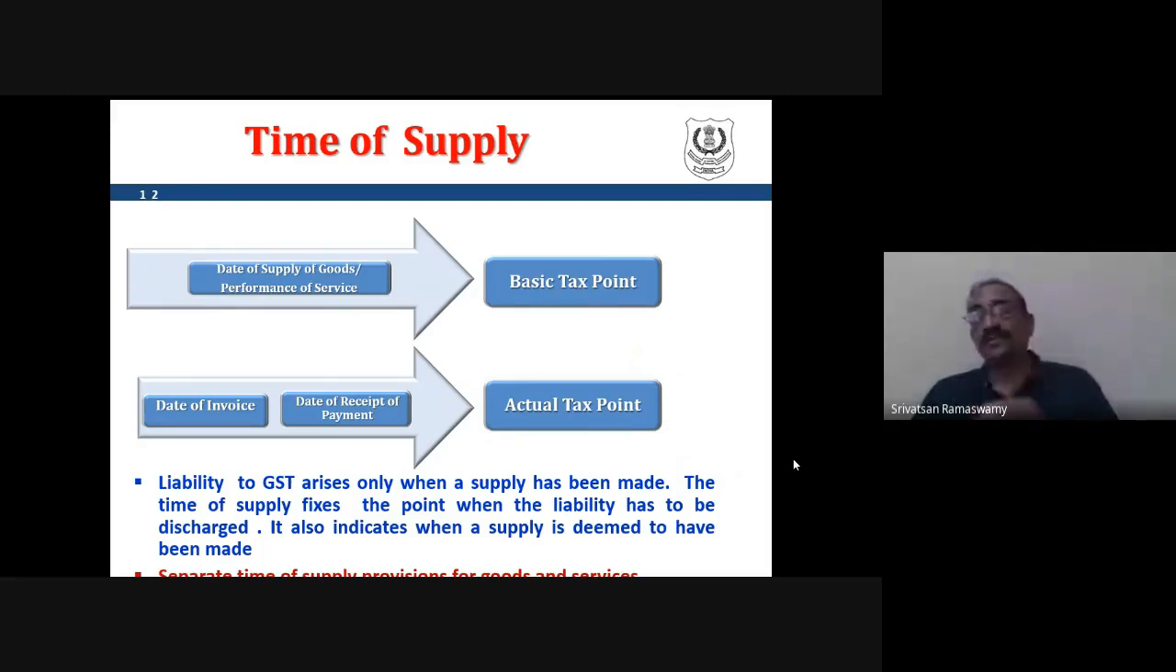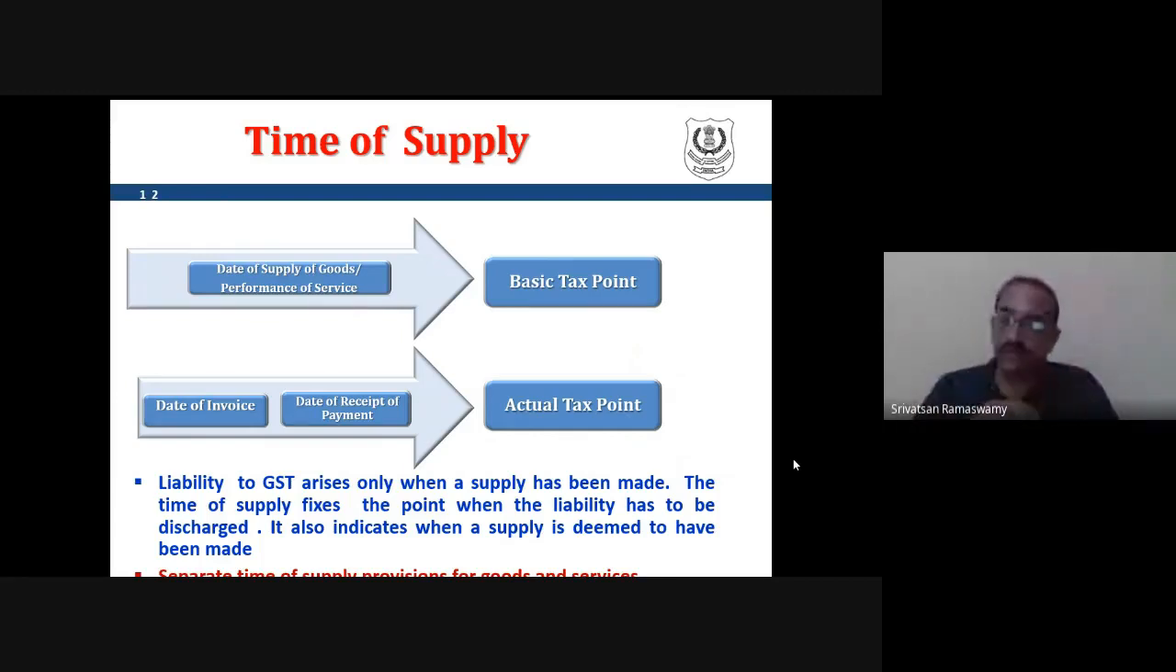But here, because of the presence of the word agreed to be provided, the basic tax point is shifted, and the actual tax point can be either the date of invoice or the date of receipt of payment. If these things precede the taxable event, that becomes the actual tax point. If all these things are concurrent, then basic tax point and actual tax point are merged and they are at the same time. So that is precisely why time of supply becomes important.